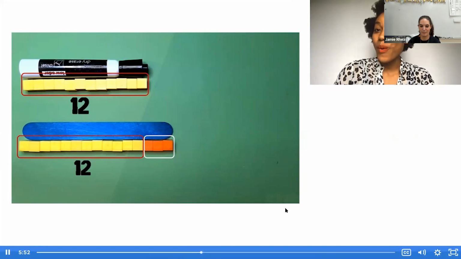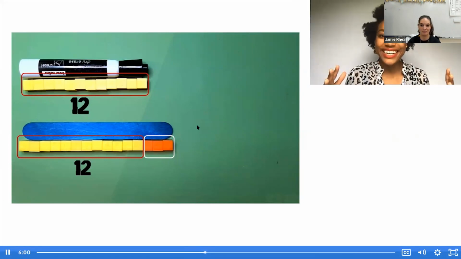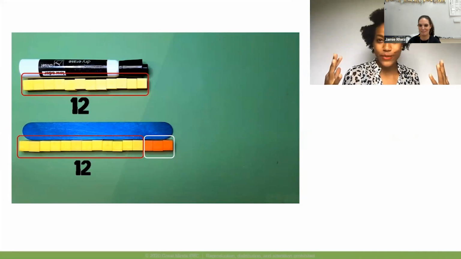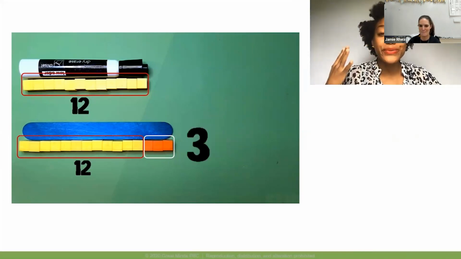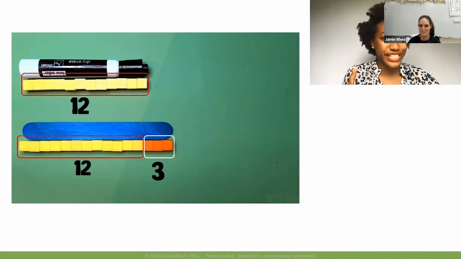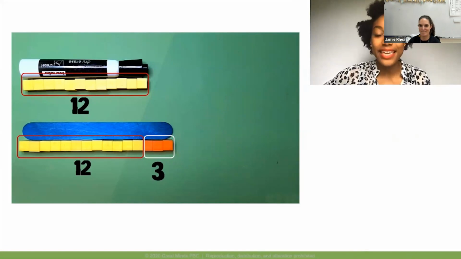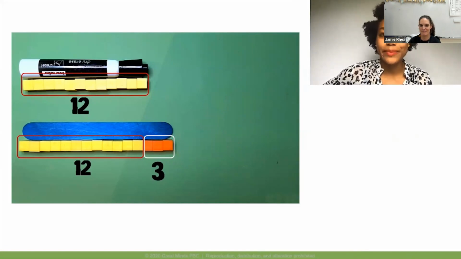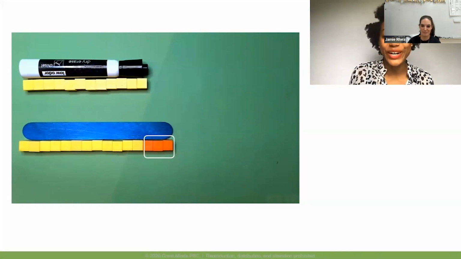How many more centimeter cubes did Mrs. Curry need? 1, 2, 3. She needed 3 more. I just heard it. I heard the brilliant mathematicians of the world say 3. 3 cubes is right. So now let's see how many points she should have had. How many more centimeters long does that make Mrs. Curry's craft stick to my dry erase marker? 3. How many centimeters longer is her craft stick? 3 centimeters longer.